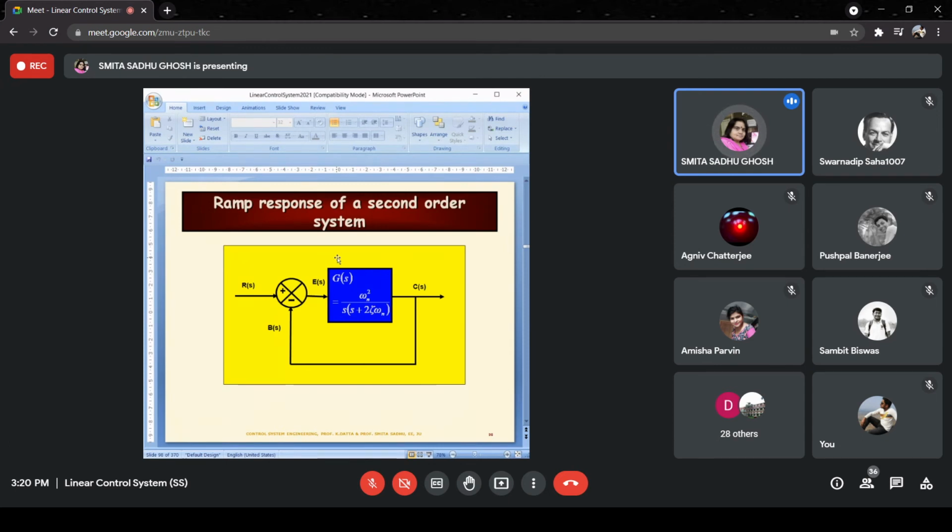As far as the standard second order system closed loop transfer function is concerned, can you find the closed loop transfer function of this? We have in the forward path omega n square by s into s plus 2 zeta omega n, and you have a unity negative feedback as shown in the block diagram. What is the equivalent output to input transfer function, meaning the closed loop? Omega n square by s square plus 2 zeta omega n s plus omega n square. Very good. So it is going to be omega n square by s square plus 2 zeta omega n s plus omega n square, right?